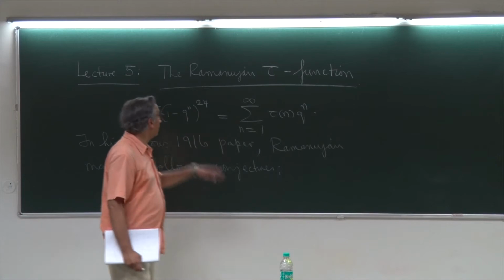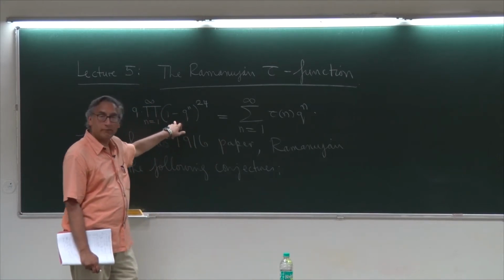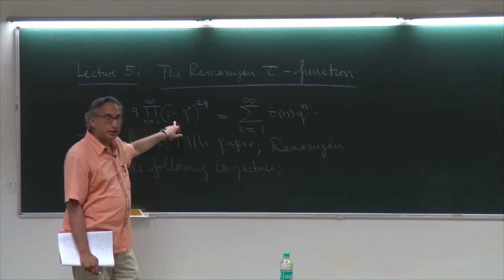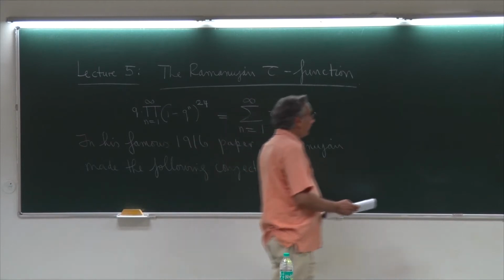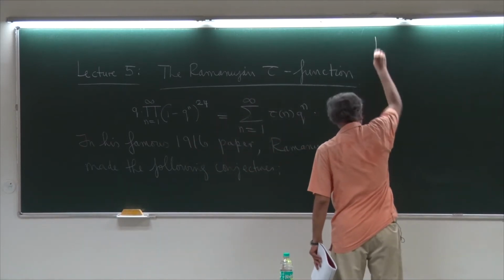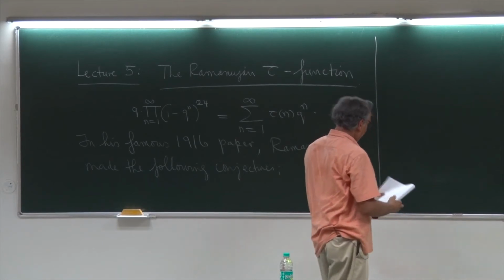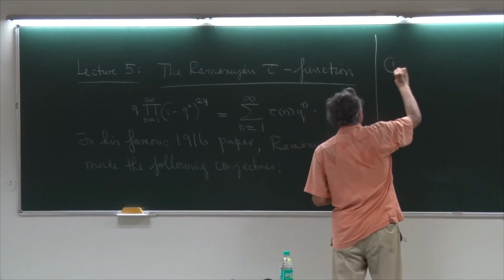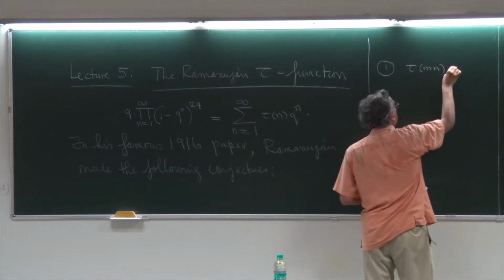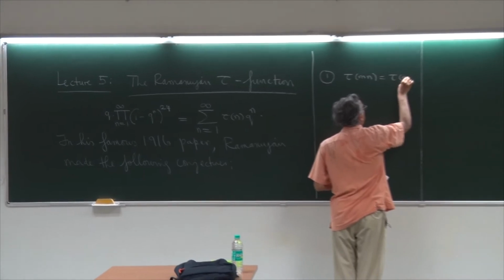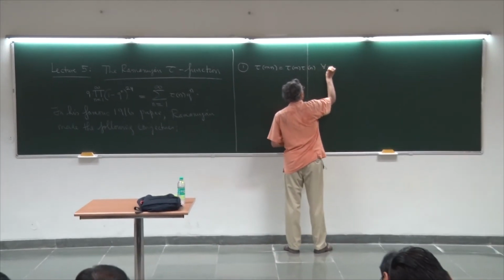You can do that very easily just by expanding this thing using the binomial theorem. You know how to expand (1 minus q to the n) to the power 24, and you just multiply it out and calculate that. And when you do that, you get a bunch of numbers, and these numbers are all integers. And it motivated him to make the following conjecture. Tau of m times n is tau of m times tau of n for all m and n integers relatively prime.